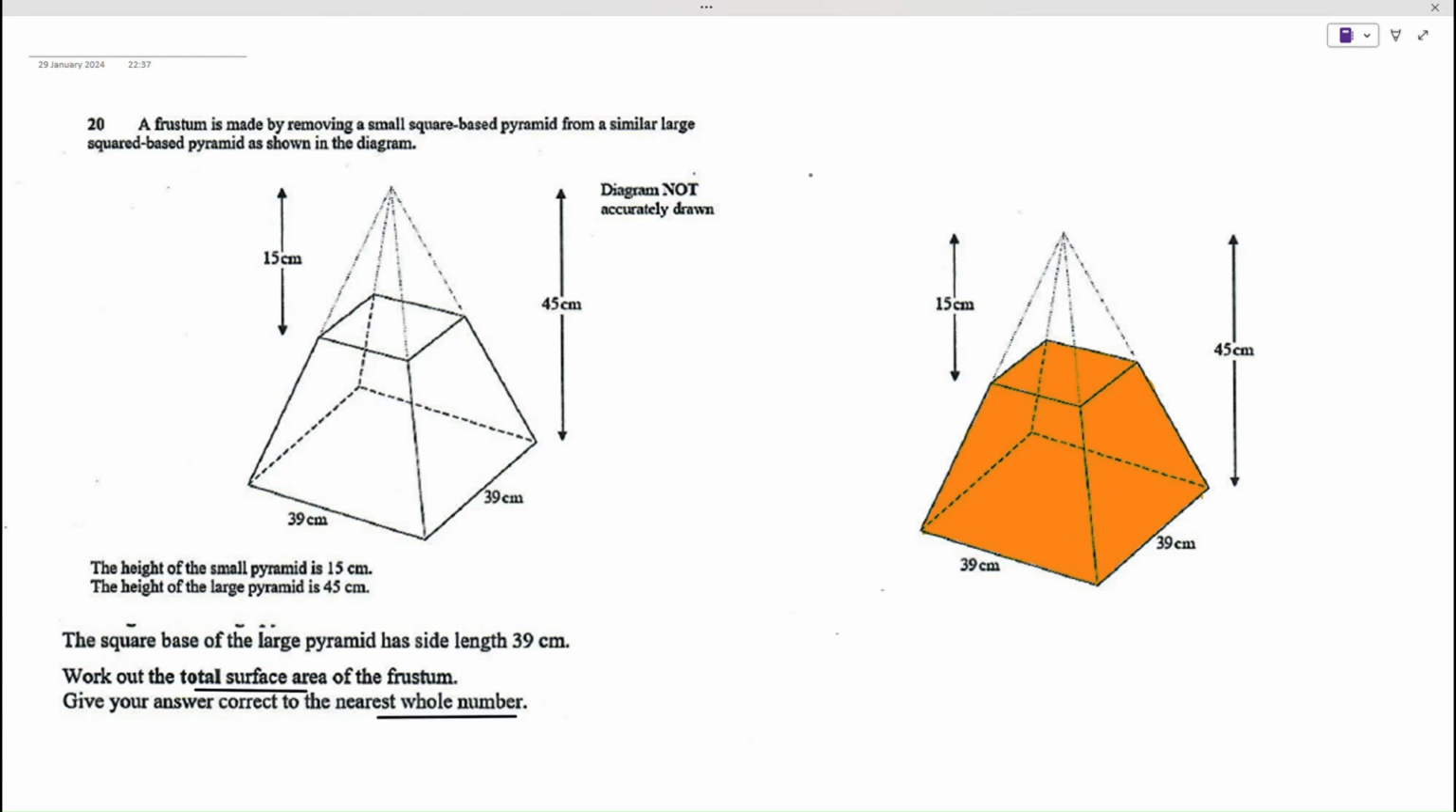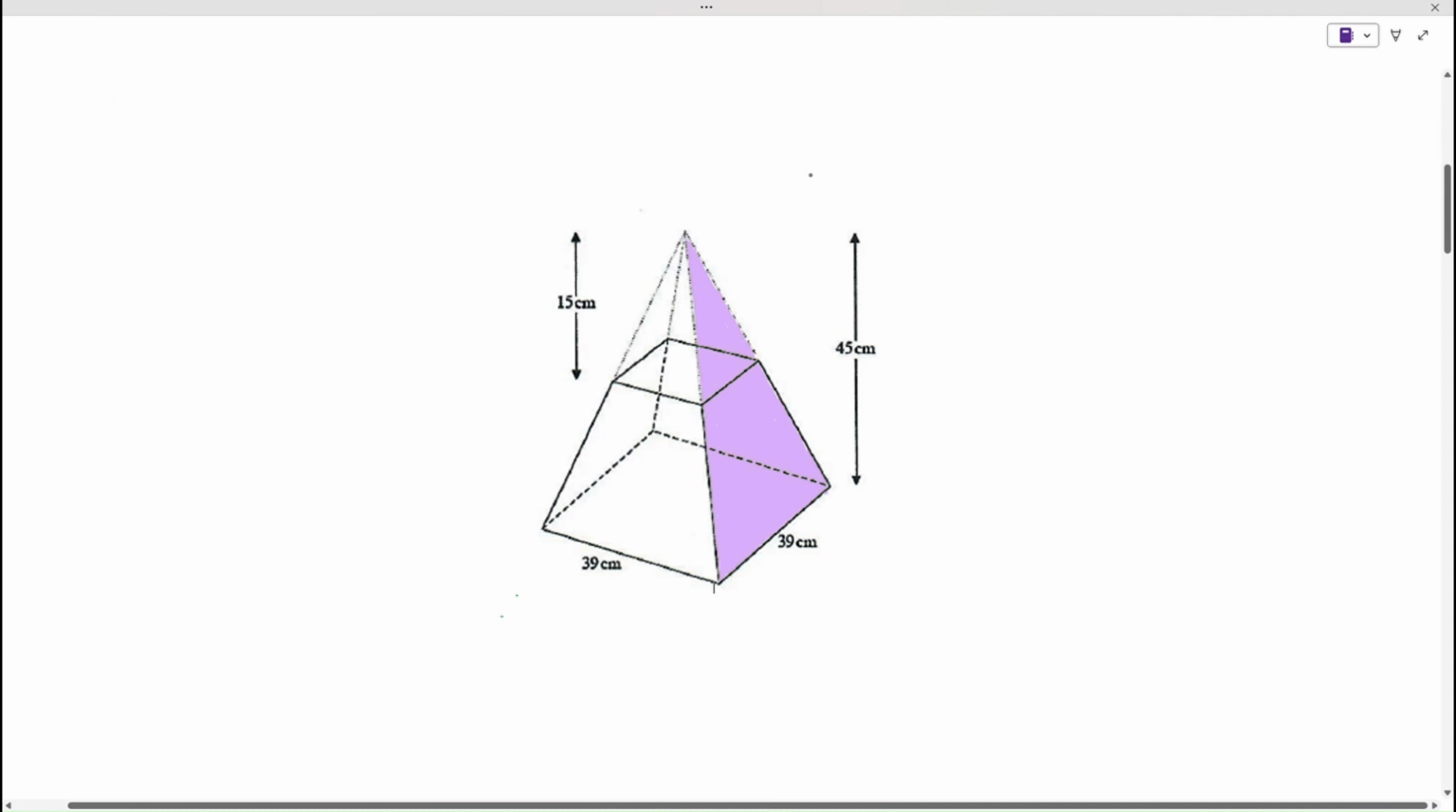So, on the right, we have shaded in the frustum, and this is the surface area that we're going to calculate. So the first thing that we're going to do in our approach to this question is find the area of one of the triangular faces on the large pyramid. So this is one of the triangular faces, and we're going to try and find the area of this.